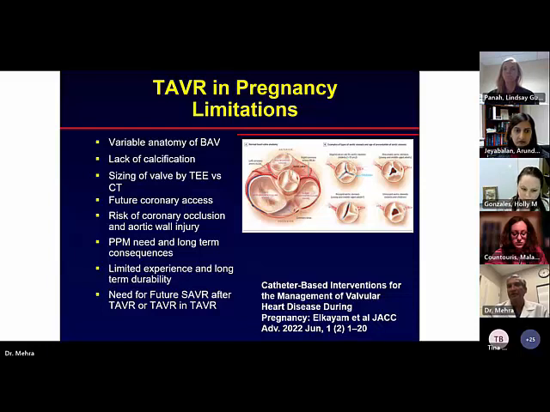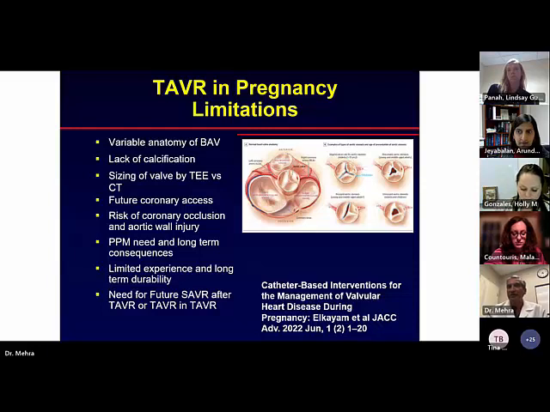The future coronary access should be under consideration, because these patients are not immune to developing future coronary arterial disease. Also the risk of coronary occlusion and aortic wall injury, the need for permanent pacemakers, and the long-term consequences of permanent pacing. And importantly, we have very limited experience in long-term durability in younger patients like this. We know from the surgical literature of bioprosthetic valves in younger patients, the early degeneration, so it's an unpredictable duration of what you will be looking at after doing a TAVR.